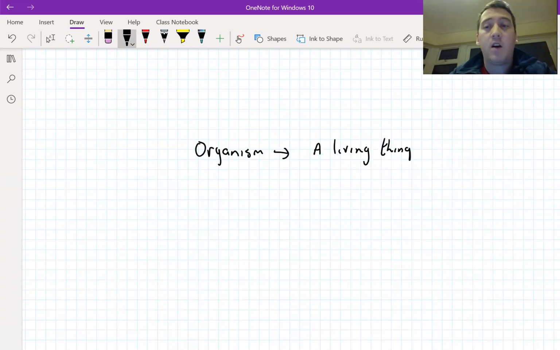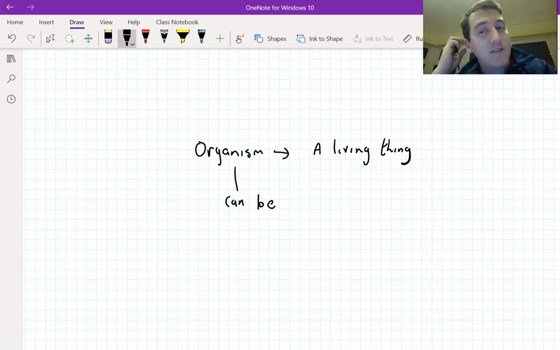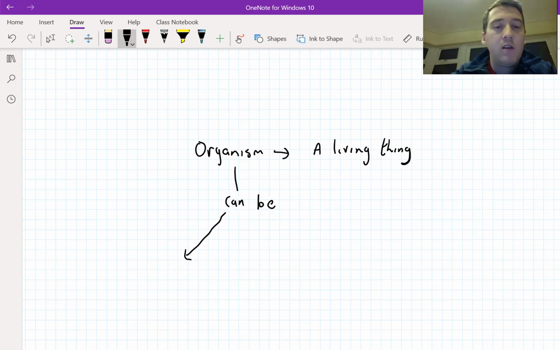And bacteria are an example of a living thing. But we can put organisms into two groups, and the way we're grouping these is based on how many cells they have. How many cells they have. So an organism can be either what we call unicellular.